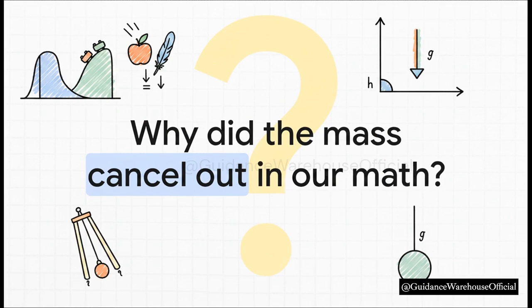All right, quick pop quiz time to see if you're really connecting the concepts here. Think about it. Why exactly did the mass cancel out in our roller coaster math? What fundamental truth about physics does this reveal when we're talking about objects in free fall?